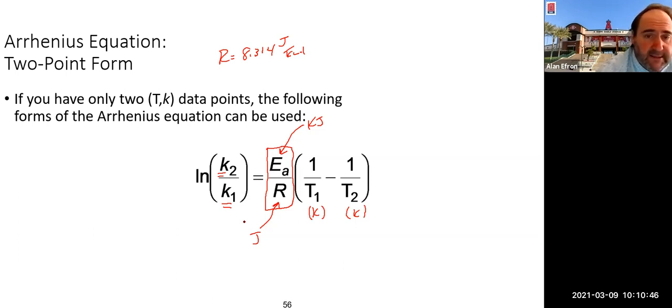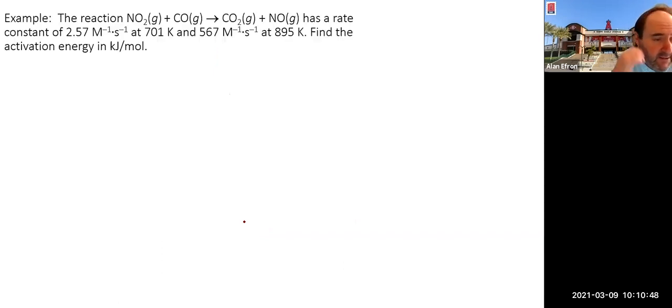So let's take a look at an example here. Give you a chance to do it. Why don't you give this a go? The reaction for this has a rate constant 2.57 at 701 and 567 at 895 Kelvin. What is the activation energy? So take a couple minutes here and see what you come up with.